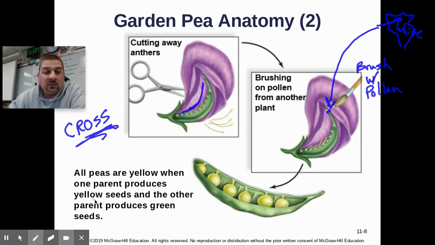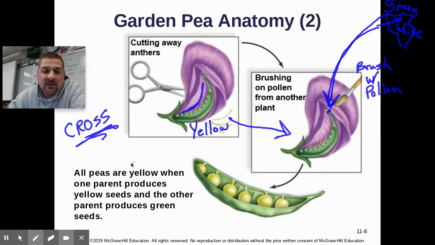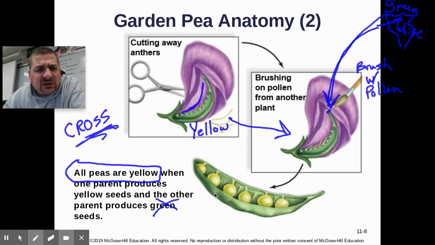And all peas are yellow when one parent produces yellow seeds. Something interesting happened, and we'll get into this in the next video, but a little cliffhanger here. Let's say that this plant had all yellow peas, and this one over here had all green peas. When he crossed the yellow pea plant with a plant that had green peas, all of the peas were yellow. The green trait disappeared. And he was like, what's going on? This really puzzled him. And this takes us into our next video and some of his first experiments.